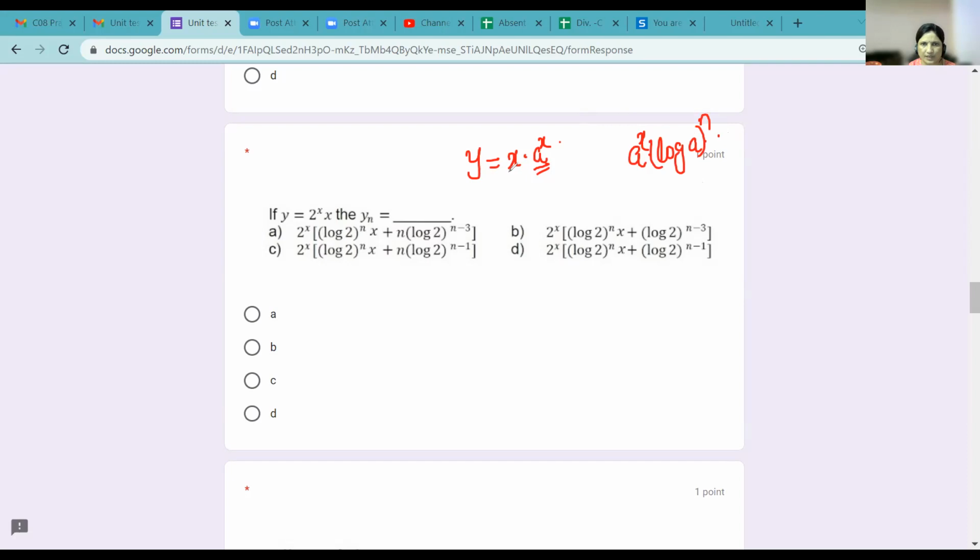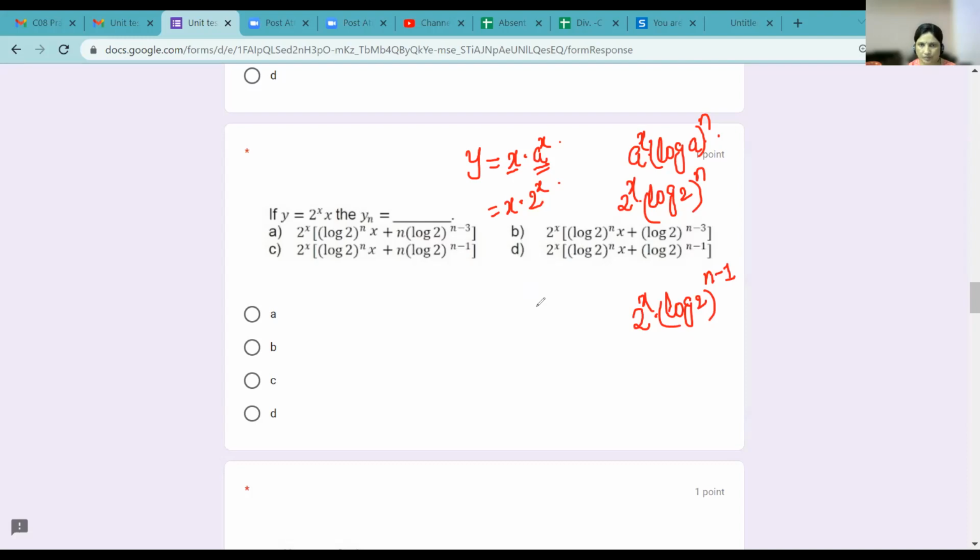So in same way, x into 2 raised to x is there. So nth derivative of 2 raised to x is 2 raised to x into log 2 bracket raised to n. This is nth derivative. Previous derivative will be 2 raised to x into log 2 bracket raised to n minus 1. Okay. So tell me that answer. Which option is the correct option now?